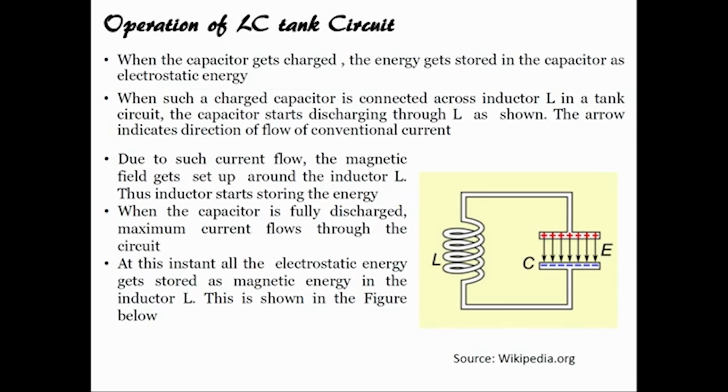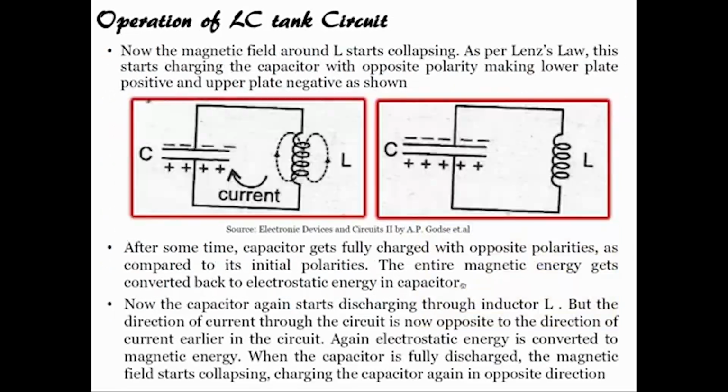When the capacitor is fully discharged, maximum current flows through the circuit. At this instant, all the electrostatic energy is converted to magnetic energy stored in the inductor. Now, when the magnetic field around L starts collapsing, as per Lenz's law, it charges the capacitor with the opposite polarity. So when this starts collapsing, the capacitor will start charging in the opposite polarity, making the lower plate more positive and the upper plate negative.